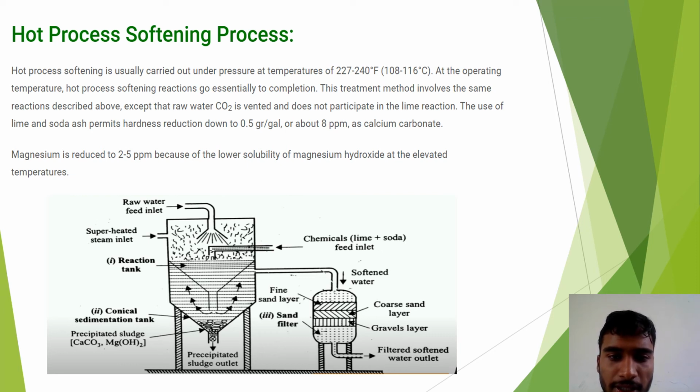This treatment method involves the same reactions described above, except that raw water CO2 is vented and does not participate in the lime reaction. The use of lime and soda ash permits hardness reduction down to 0.5 grain per gallon or about 8 ppm as calcium carbonate. Magnesium is reduced to 2 to 5 ppm because of the lower solubility of magnesium hydroxide at the elevated temperatures.